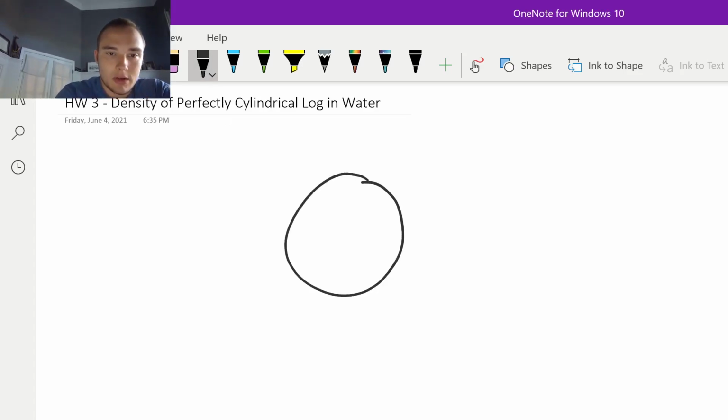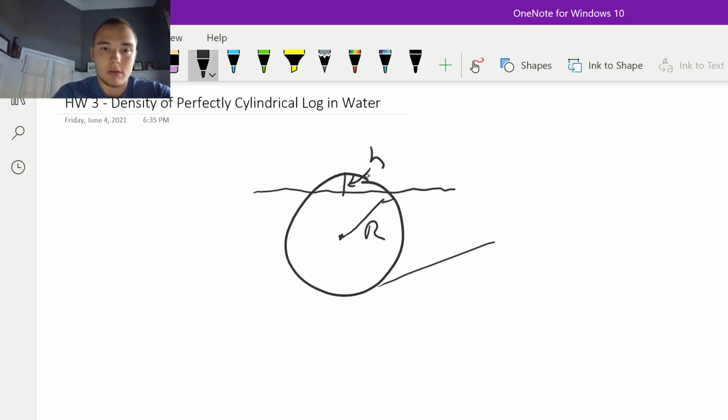Pen was not working. Okay, so we have our log in the water, and the radius is going to be r. And the water level is going to be at some height, and we're going to call that height h. And then we're going to draw the rest of the log, and we're just going to call the length of the log L. So what do we have in this problem?